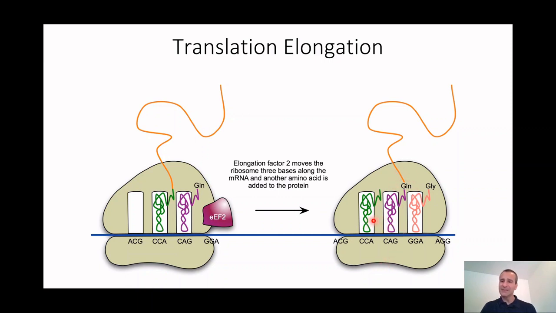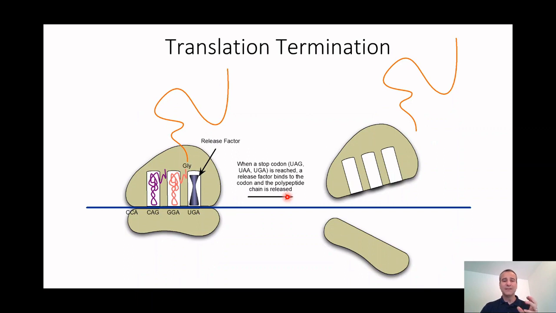So what's going to happen is this is just going to keep walking down this messenger RNA, adding one amino acid at a time, and it's going to keep going along that messenger RNA for as long as it takes to translate the whole message. When it then needs to come to a stop, you have a stop codon. The stop codons are UGA, UAA, or UAG.